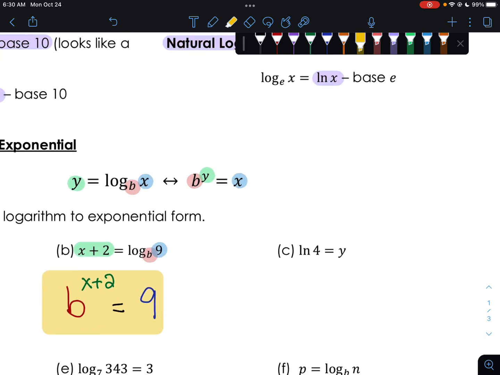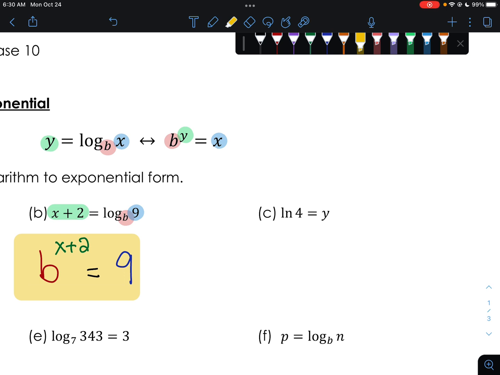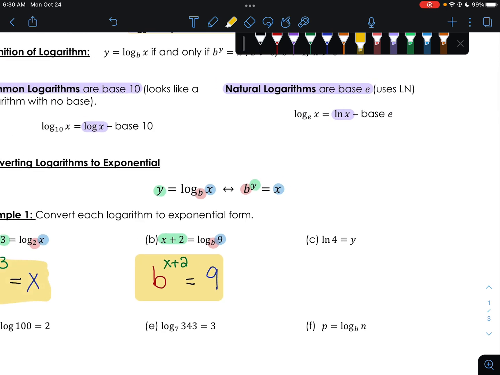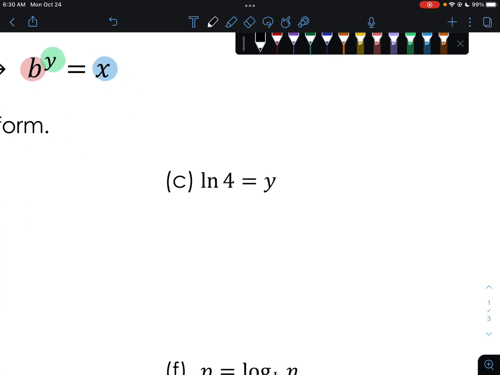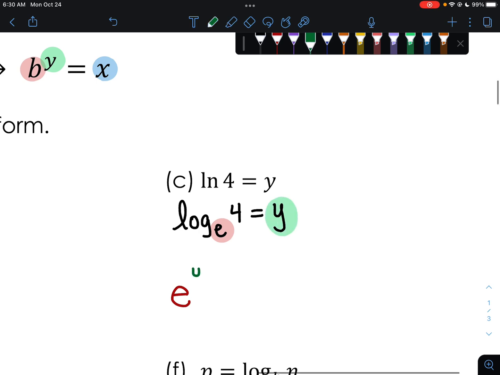Looking at my next one, I see that I'm using the natural log. Remember, up here we said the natural log is a base e. So if you need to, rewrite it as log base e of 4 equals y, so it helps you see it. My base is e. My exponent is what it's equal to, so I have e to the y power, and I set it equal to what's with the log, which is 4. So e to the y power equals 4.